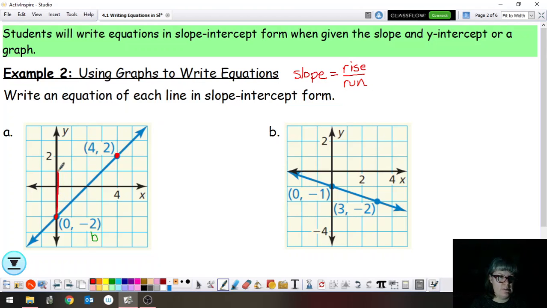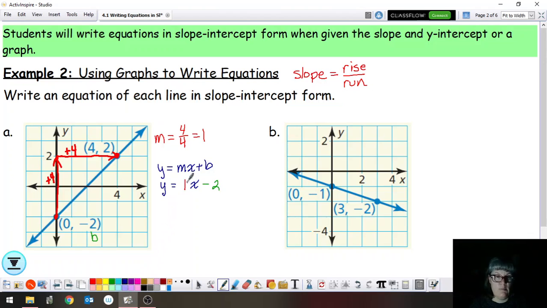So my rise is up 4, so I'm going to write plus 4, and my run is to the right 4, so that's also plus 4. So my slope, if I write it as rise over run, is 4 over 4. And we always simplify slope, so this simplifies to 1. So now we have the information we need. We can write the equation of our line in slope-intercept form. Again, only replacing the m and the b values. M is 1, b is -2.